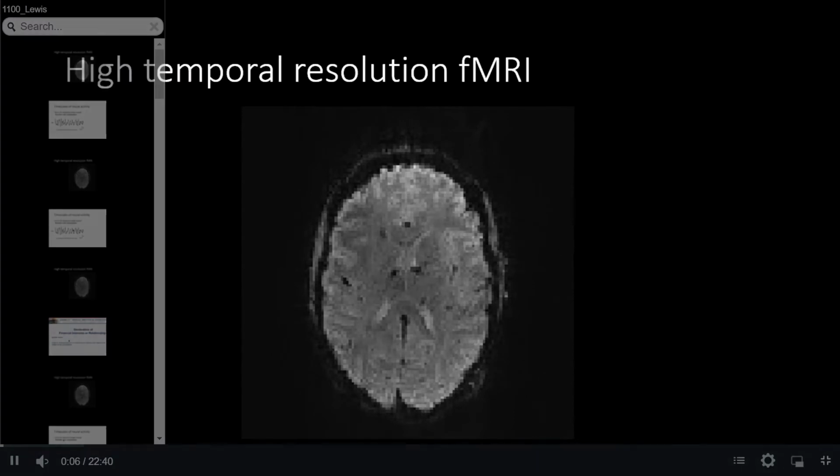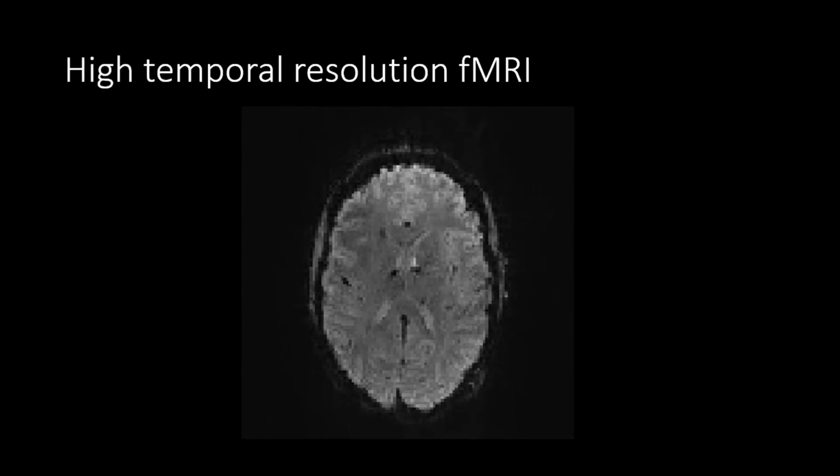So I'm going to be talking about high temporal resolution fMRI. This is just an image here of data that we acquired at relatively high temporal resolutions. Classically, fMRI would acquire with TRs of maybe 2 or 3 seconds, and it's now become possible to do this with TRs of just a few hundred milliseconds.